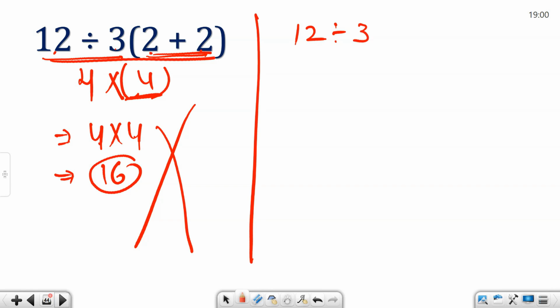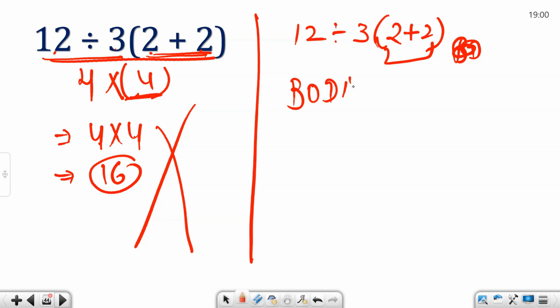Now let's reread the question. 12 divided by 3, and in the bracket, 2 plus 2. According to the BODMAS rule, first we solve the bracket, then division and multiplication take priority over addition and subtraction. When it comes to division and multiplication, we check from left to right.